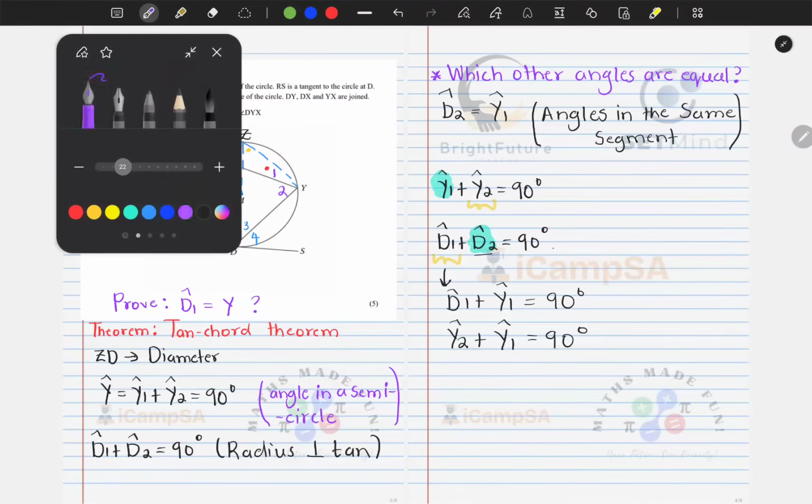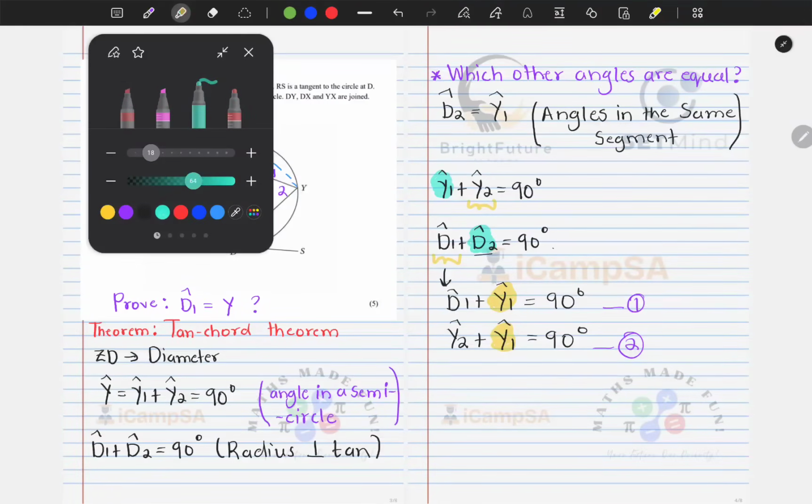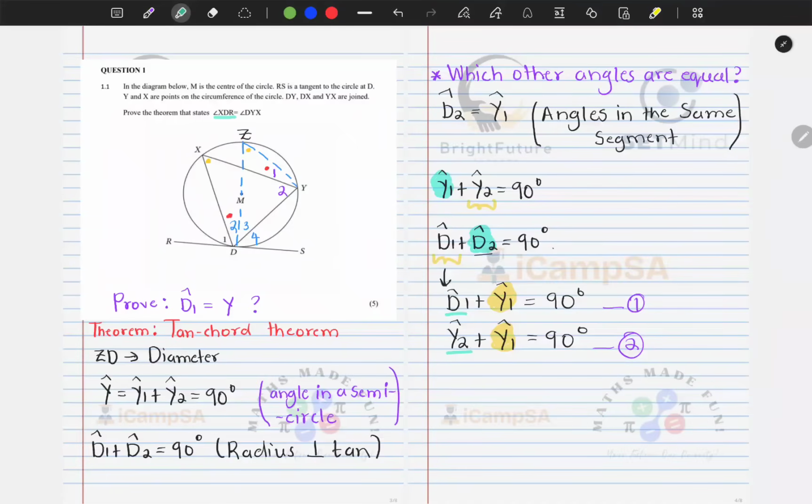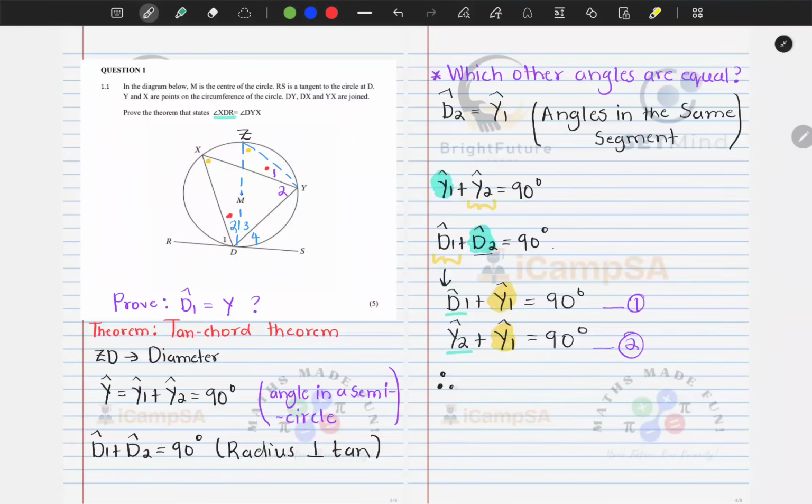So now if you observe carefully, it should be very easy for you to see using equation 1 and 2 that if these are the same, y1 and y1, in order for us to add up and get the same thing, then these guys must be the same. Okay, so you can clearly see that therefore our angle d1 is equal to y2. Look at what y2 is. y2 is the angle x, y, d.